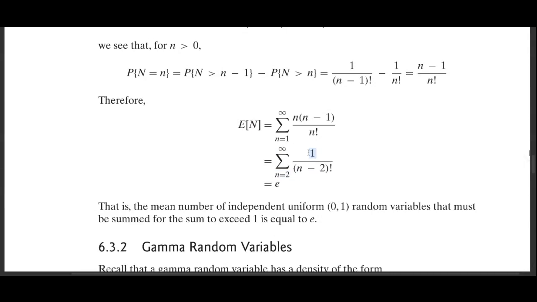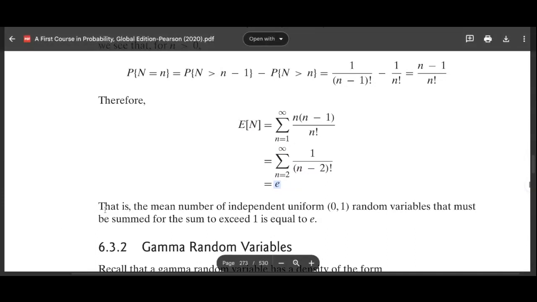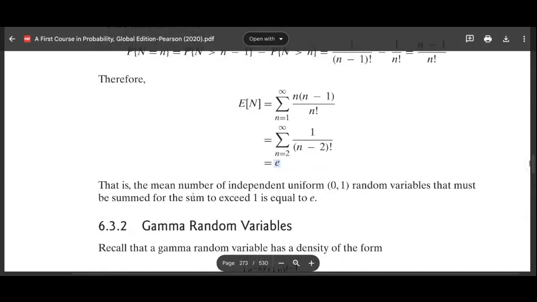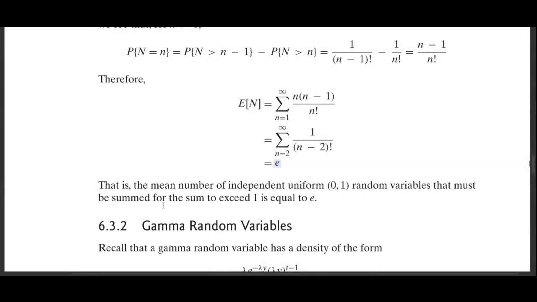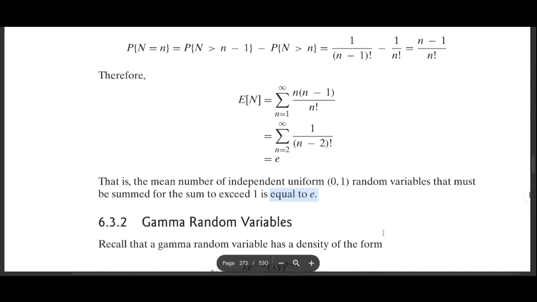And this one, if we remember series, equals e. So this means the number of independent uniform random variables that must be summed for the sum to exceed 1 is equal to e. Interesting, huh? That's for the uniform distribution.